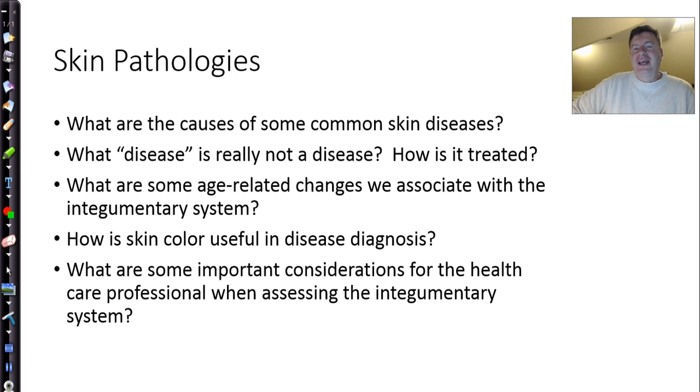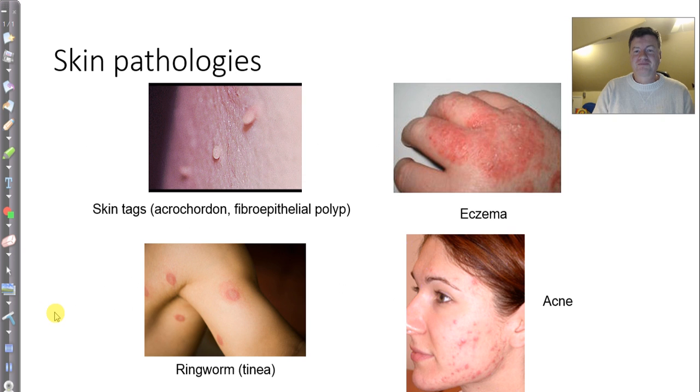We'll also look at some age-related issues with the integumentary system and conclude with looking at some of the healthcare considerations. What should you be looking for if you're doing a physical assessment? What changes are you expecting to see in someone as they age with regards to integumentary system? So we'll look at some of those things in this video.